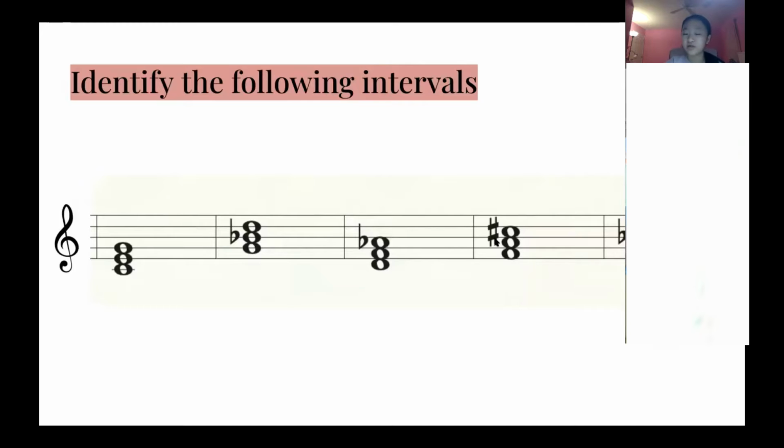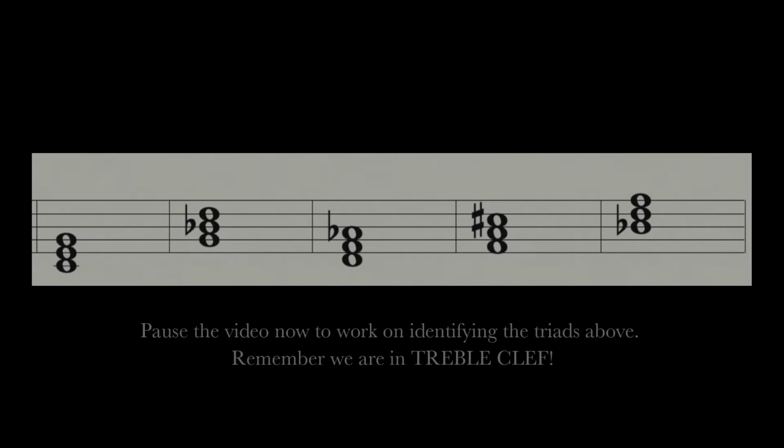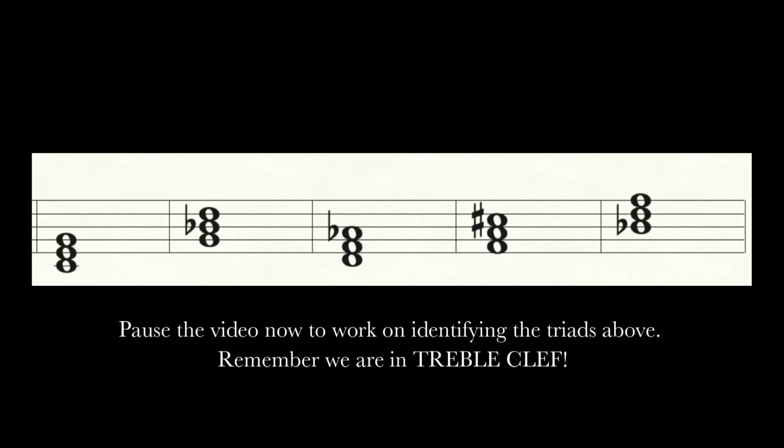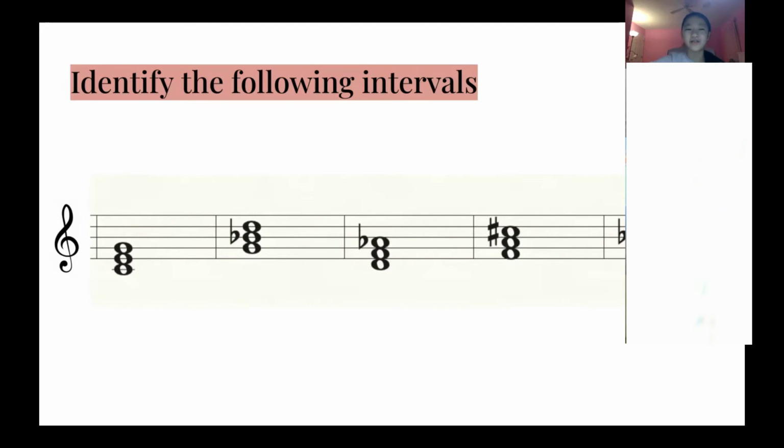Okay, so all of these triads are in root position because remember we learned inversions, so you don't have to worry about that. We're just going to identify the following intervals. The first one should be pretty easy, so you can just type that into the chat. Identify the following triads by letter name and quality, like G minor or A major. Okay, very good. Great. You are correct.